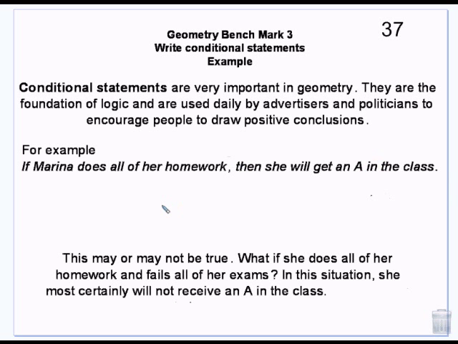This is a conditional statement. Is it true? Maybe. Not necessarily though, right? Because she could do all of her homework and still fail because she failed all her tests. Right? So the hypothesis though is Marina does all her homework. That would be the hypothesis. And then this is the conclusion.